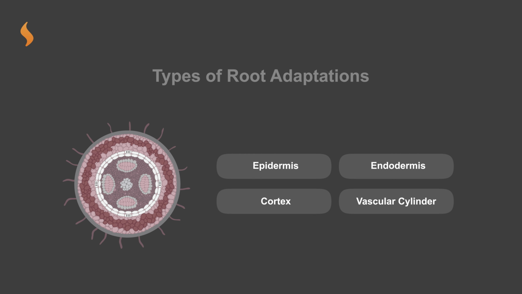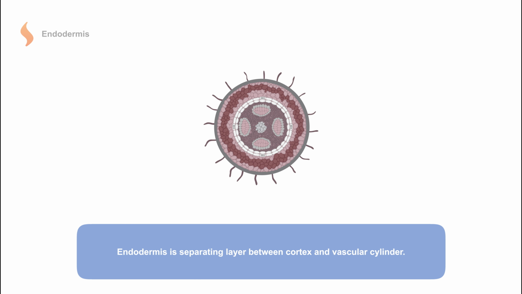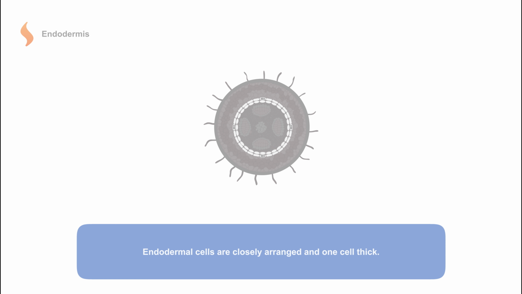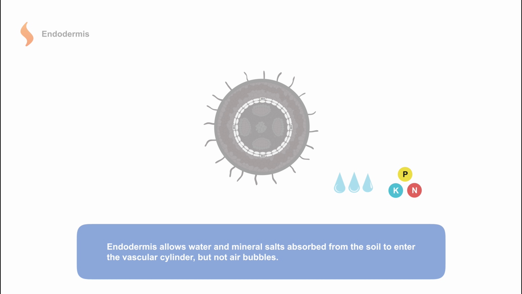The third type of root adaptation is endodermis. Endodermis is the separating layer between cortex and vascular cylinder. Endodermal cells are closely arranged and one cell thick. Most of the endodermal cells have suberin or lignin thickening at the walls which form Casparian strips. Endodermis allows water and mineral salts absorbed from the soil to enter the vascular cylinder, but not air bubbles.